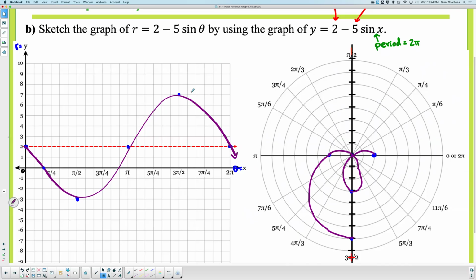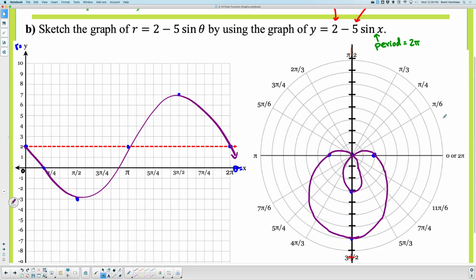And now finally from 3 pi over 2, my graph will increase or decrease? Decrease until we hit 2. So it's going to decrease. So my distance from the pole, which is the R value, is going to continue to decrease until I reach that point. And this was super ugly, so I'm going to try it again. It's going to continue to decrease until I reach that value.